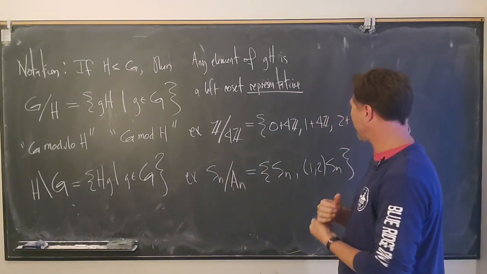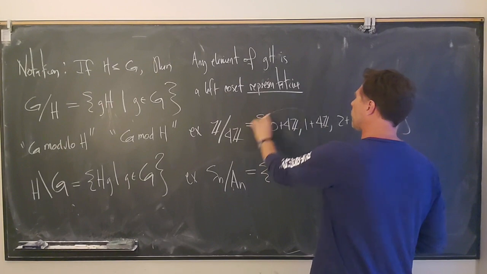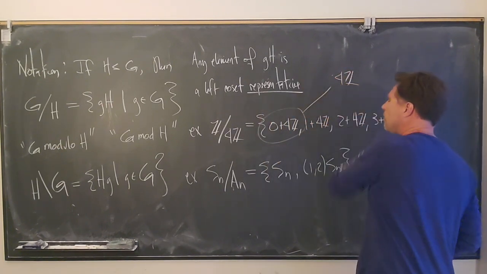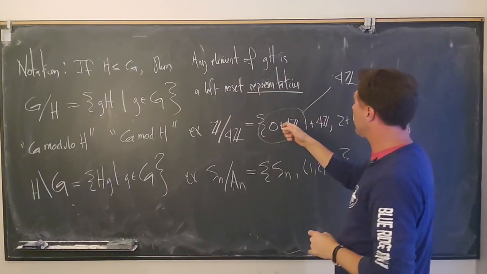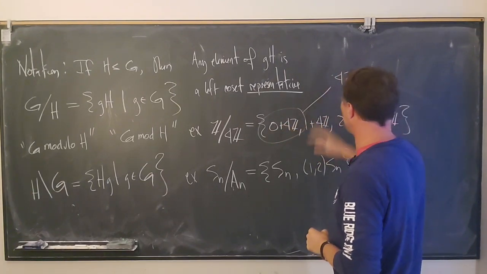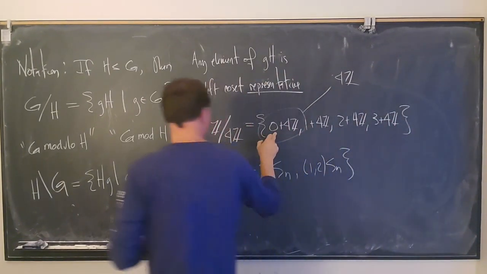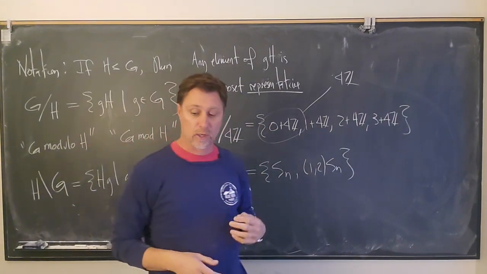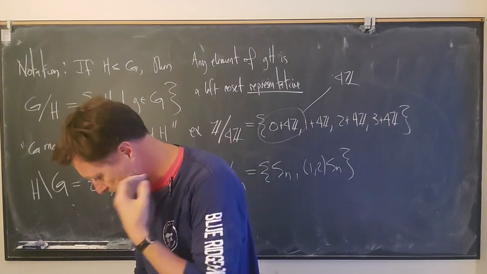And I should point out, I wrote here 0 plus 4Z. This is typically just abbreviated. I just said 4Z. 0 plus 4Z is typically abbreviated. When you have the identity here, you often just don't write it. You just think of the subgroup H in general as one of the cosets.